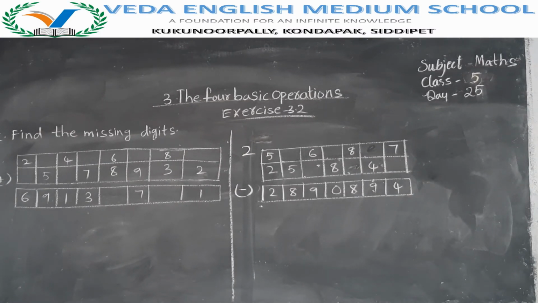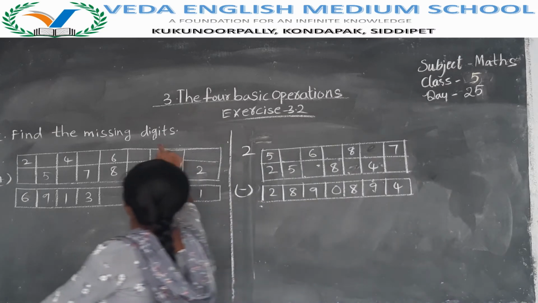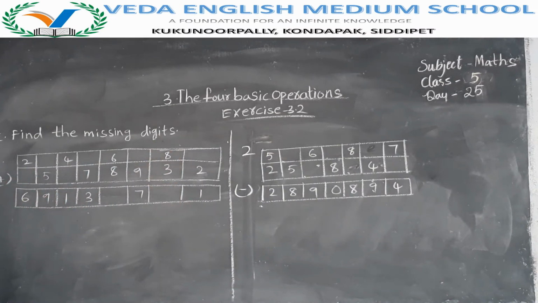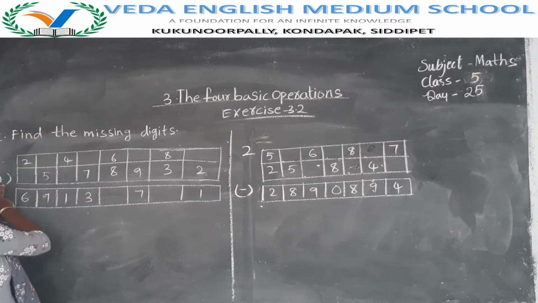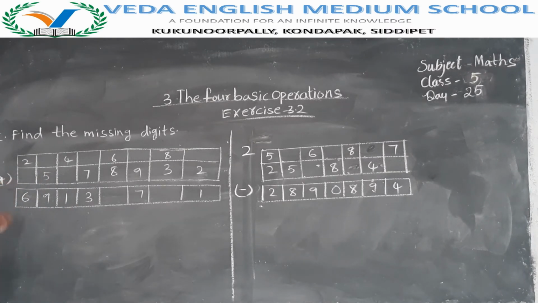Next C bit. C bit is find the missing digits. Now here they have given a box. In that box they missed some numbers. We have to find what the numbers are. Now it is addition because they have given the plus symbol.